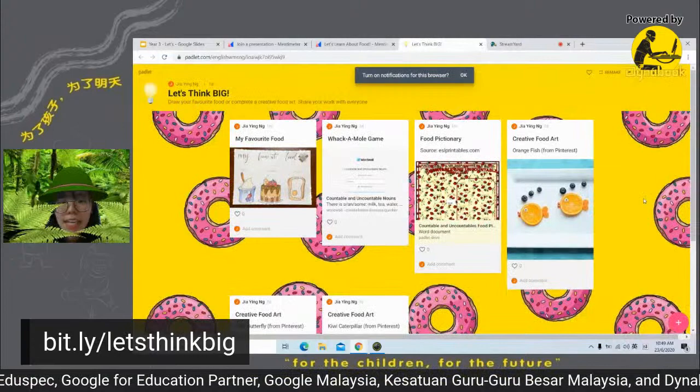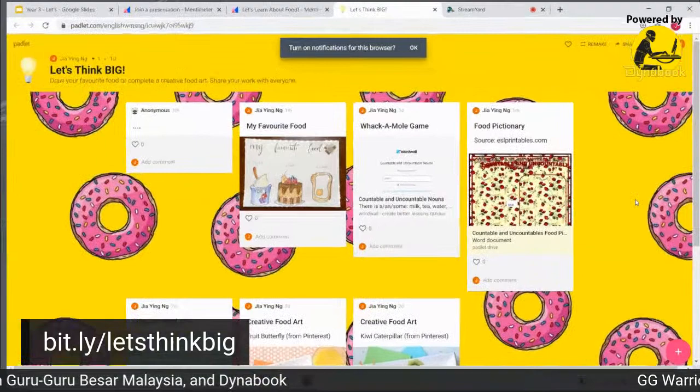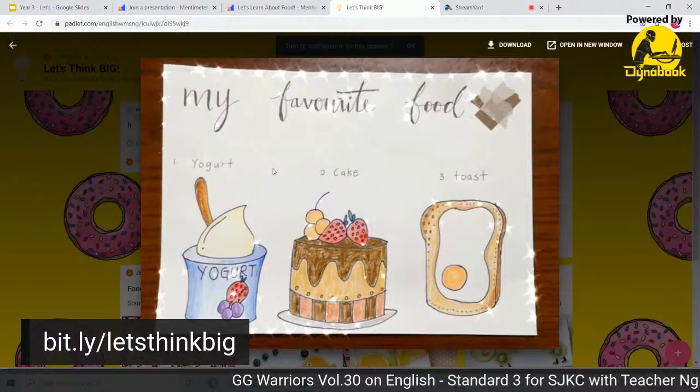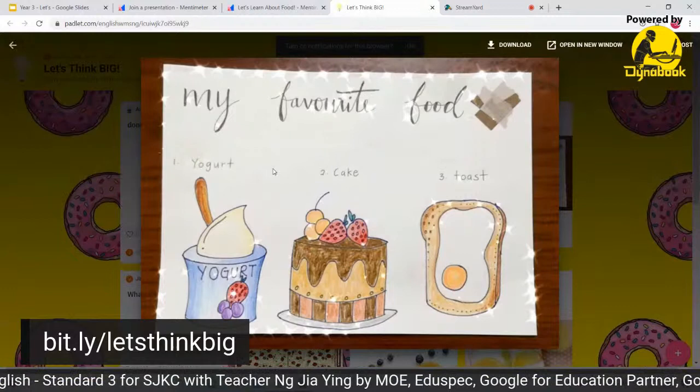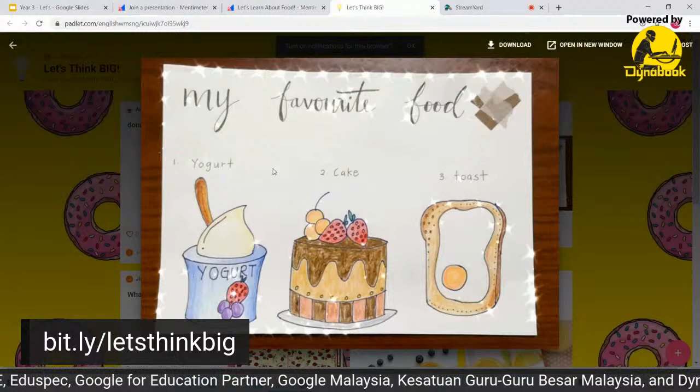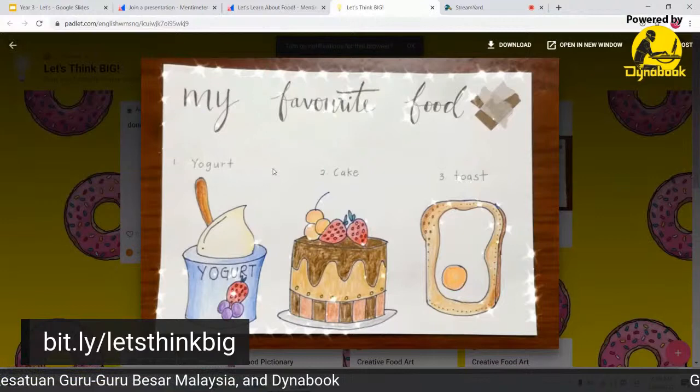Okay, so as you can see, this is how the Padlet looks. There is one comment here already. I have posted my drawing here. These are my favorite foods: I have yogurt, cake, and also toast. You can also draw and post it here. Share with all of us your drawing, or what you like to eat in your daily lives.